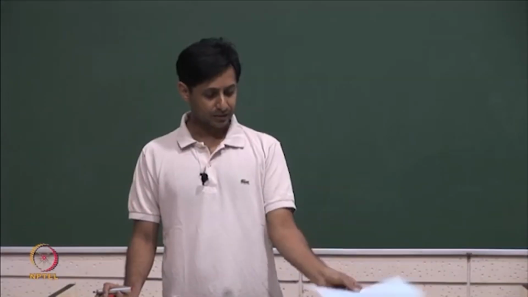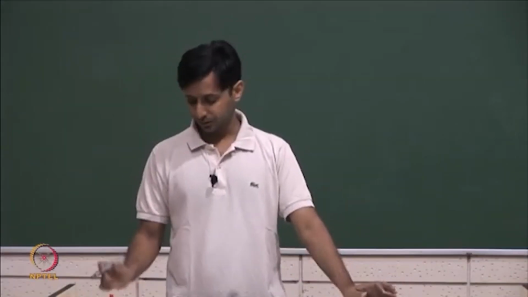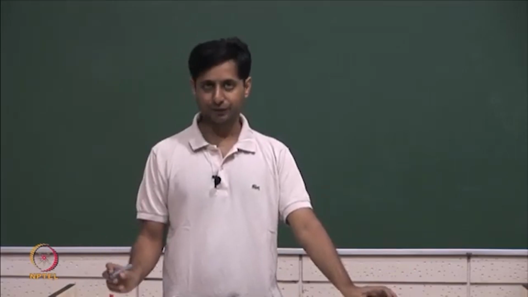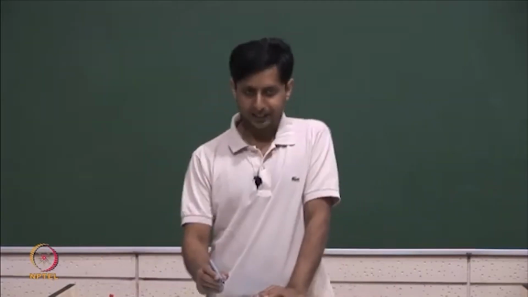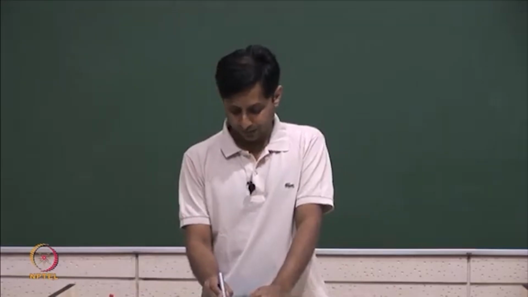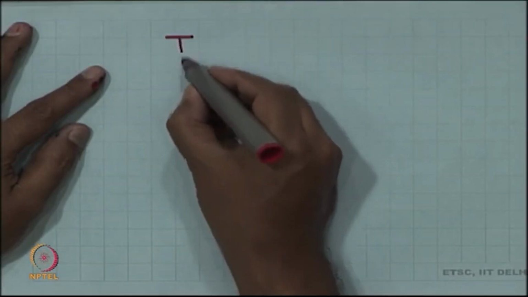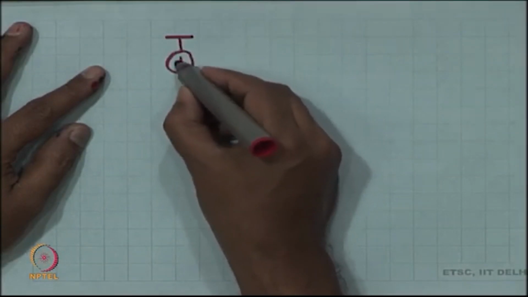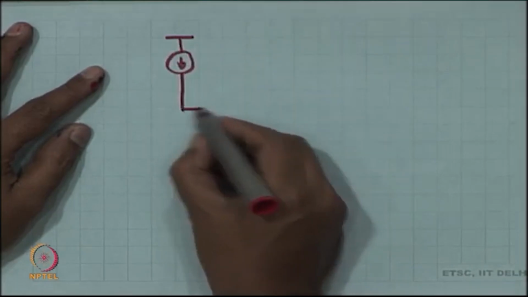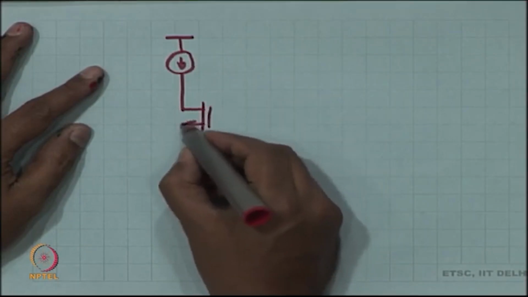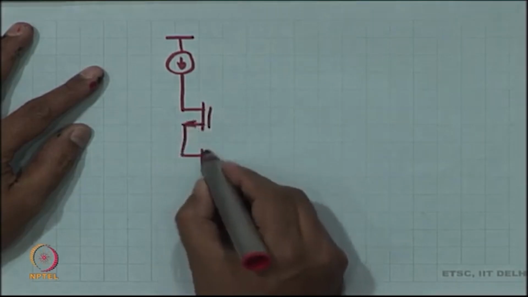There is an extension to the Wilson current mirror, it is called the modified Wilson current mirror, and I will briefly draw it over here, but this is a fantastic circuit and I am not going to explain how it works.